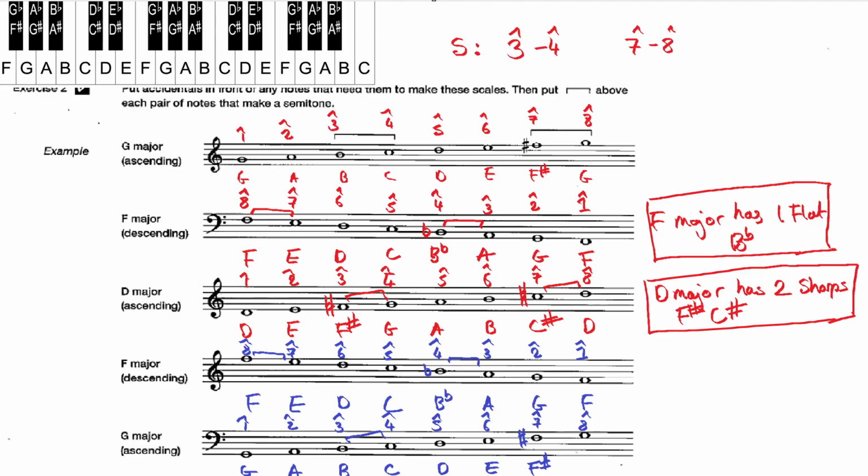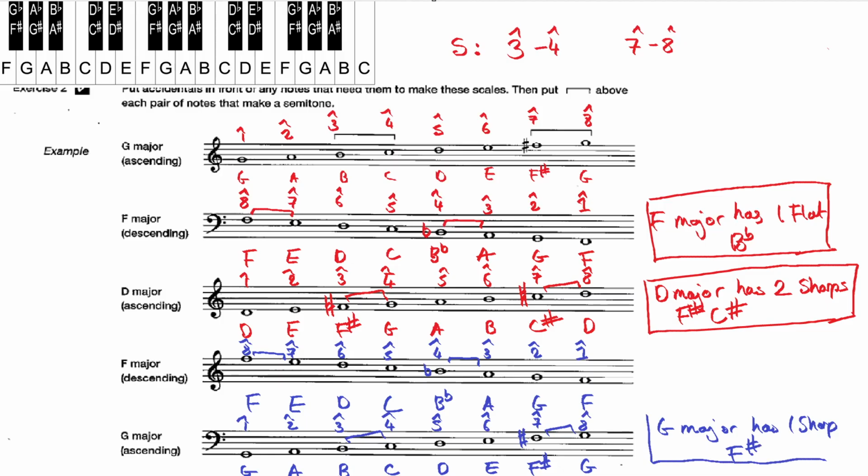And then finally, we have created already for ourselves, by doing so, a semitone between F sharp and G, notes 7 and 8. And we can write down G major has 1 sharp, F sharp.